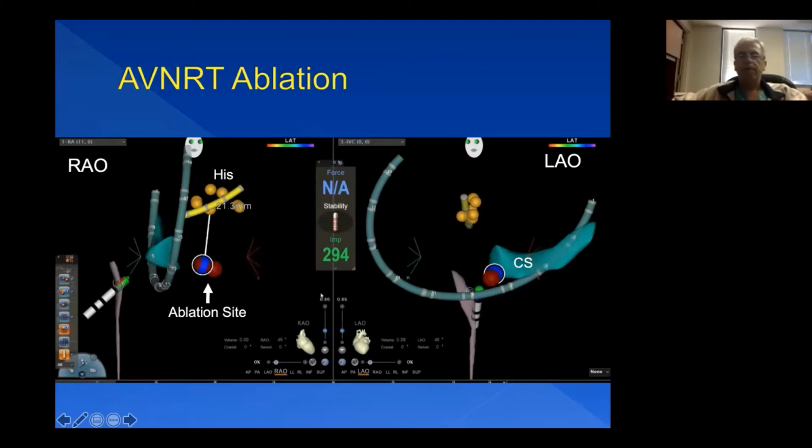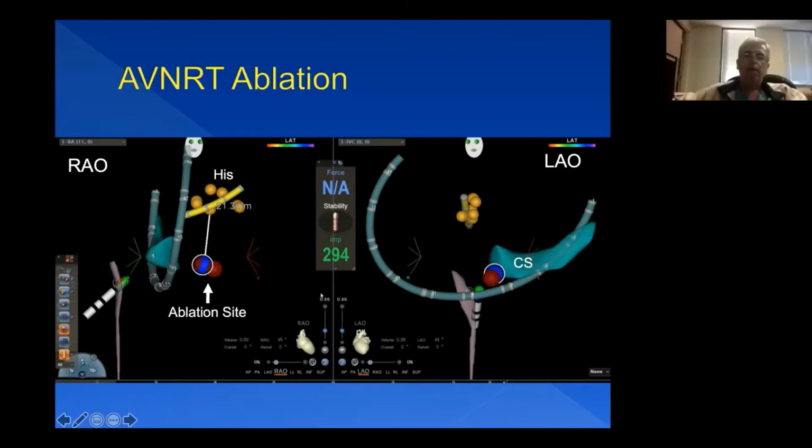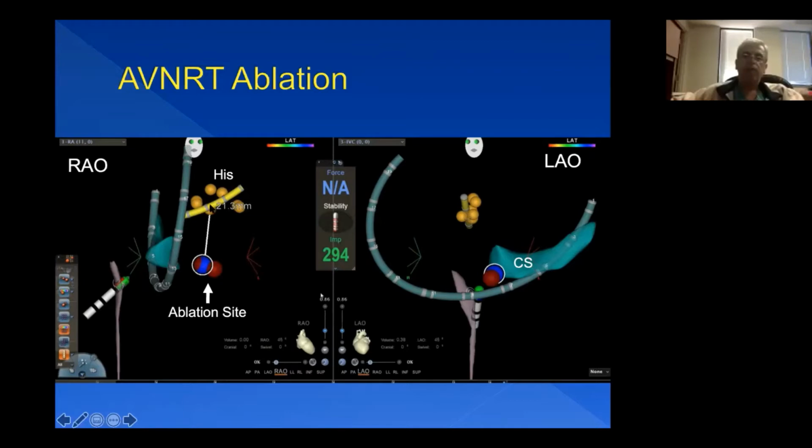and this is the catheter, the duodeca. This is in the right atrium, and this is in the coronary sinus. This is an LAO projection. If you look in the RAO, the triangle of Koch would be in this area. And this is the area of the slow pathway where we apply catheter ablation lesions. And we try to stay at a safe distance from His bundle recording. In this case, it was 21 millimeters away. In this case, we had AV nodal reentrant tachycardia, and the patient was successfully ablated.